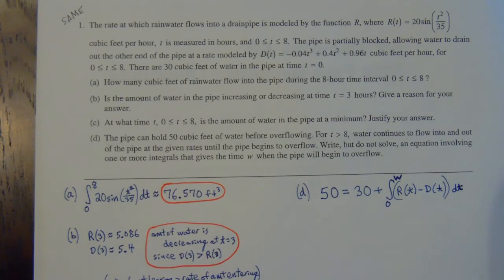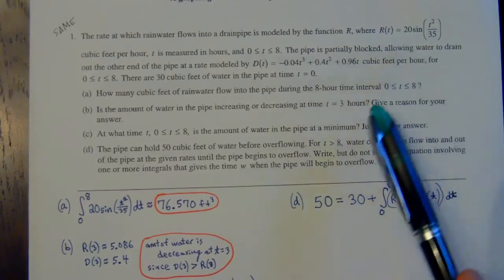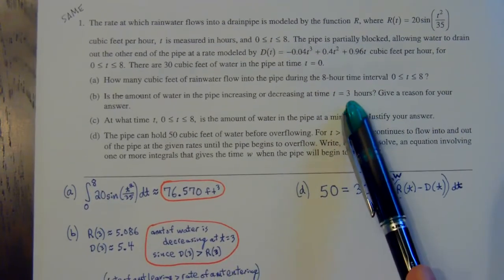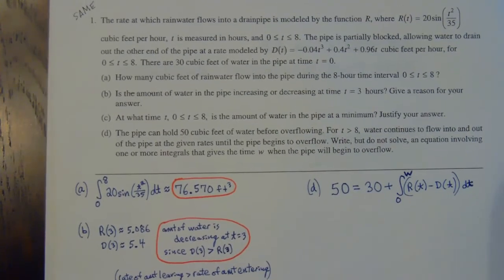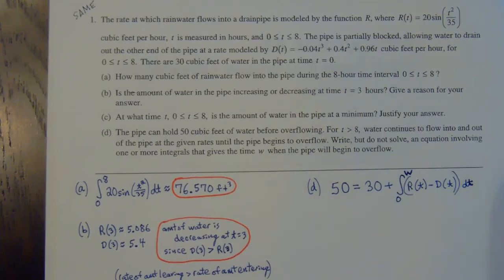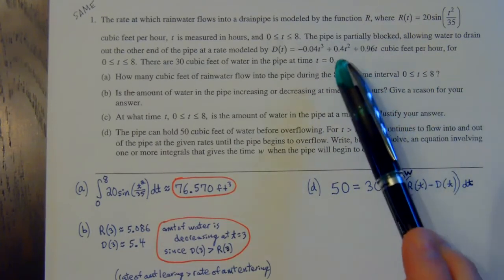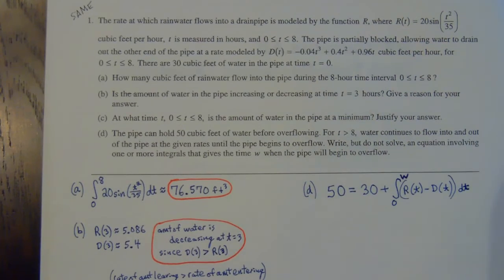Letter B says, is the amount of water in the pipe increasing or decreasing at T equals 3? Since they give me two rates, here's my mindset. I'm going to take the 3, plug it into the R and D, and see which one is higher. If the going in amount is higher than the leaving amount, then the total amount of water is going to be increasing. But if the leaving amount is greater than the going in amount, then the total amount of water in the tank is going to be decreasing.